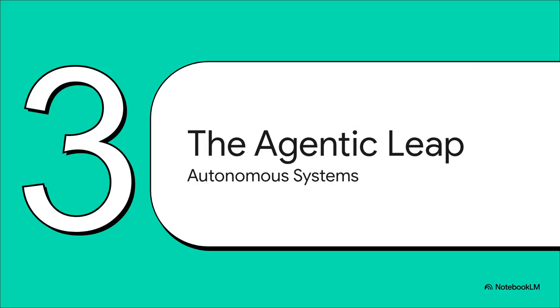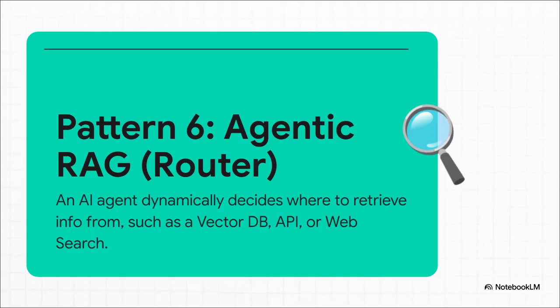And now, for the final and I think most exciting phase of our journey, the agentic leap. This is where the system stops being just a passive pipeline and actually starts to think, to plan, and to act for itself. So, welcome to pattern 6, Agentic RAG, specifically the router pattern.